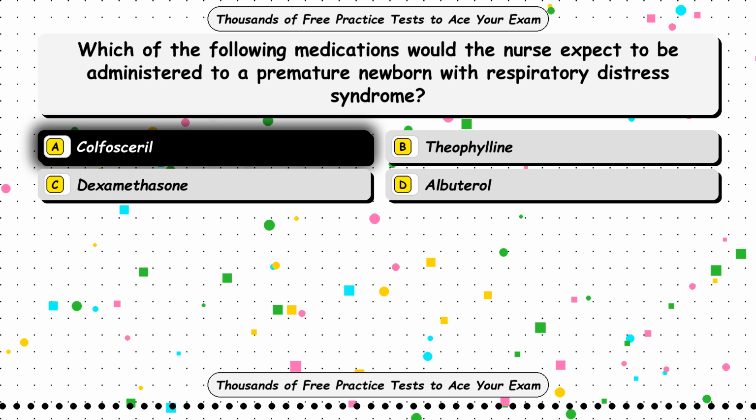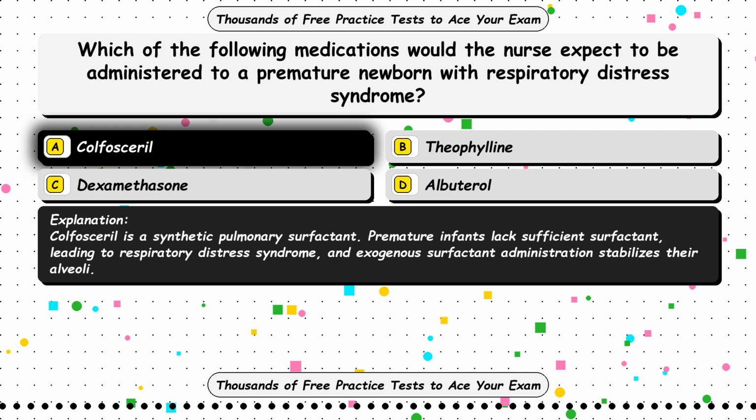The correct answer is option A. Calphoscarol. Calphoscarol is a synthetic pulmonary surfactant. Premature infants lack sufficient surfactant, leading to respiratory distress syndrome, and exogenous surfactant administration stabilizes their alveoli.